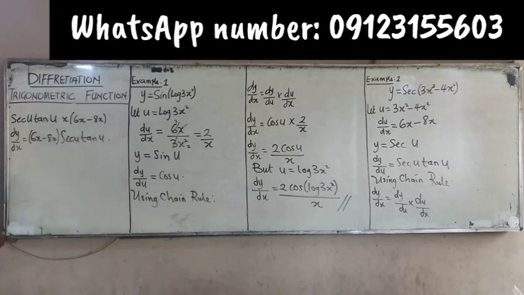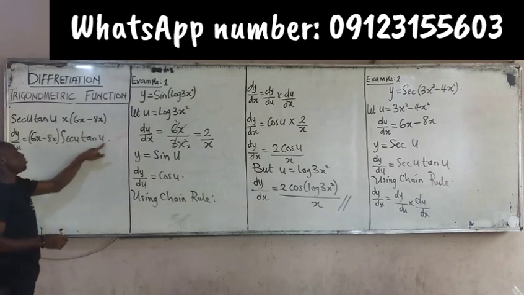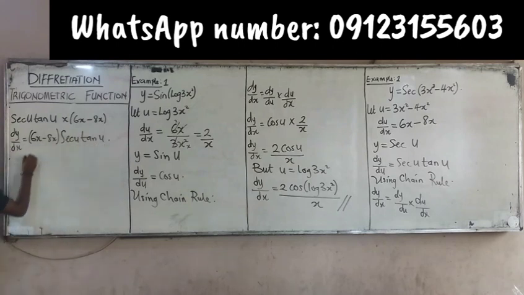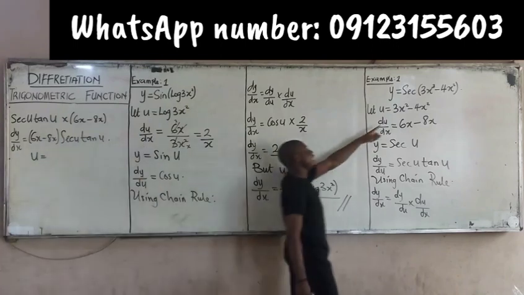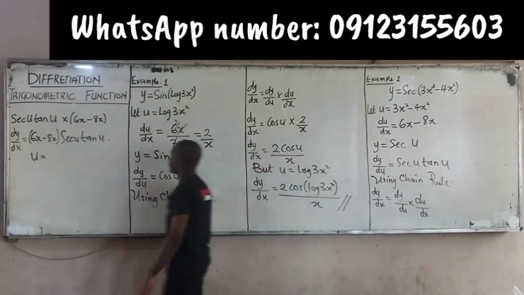Hence, I can leave my answer expressed in terms of u, or take it to x. But we said u was what from the question? u was 3x squared minus 4x squared.